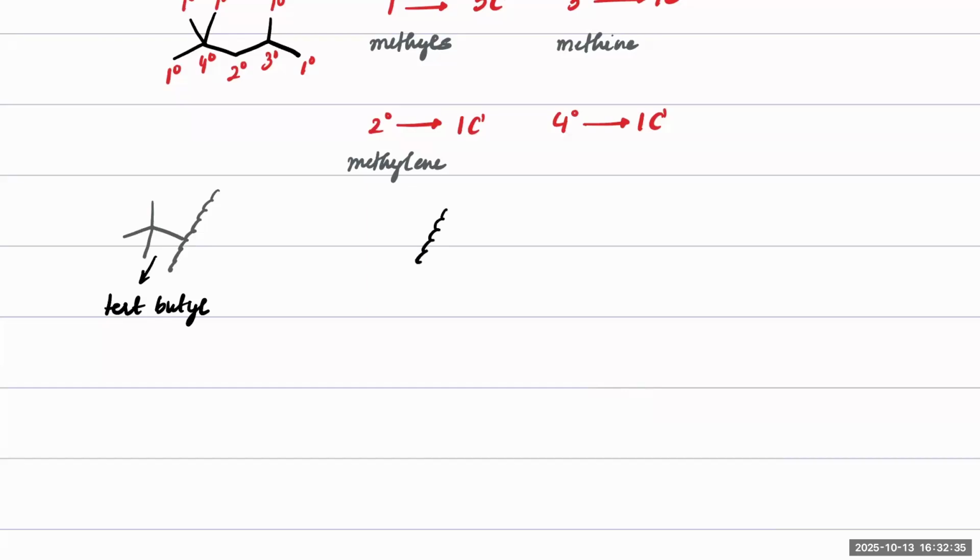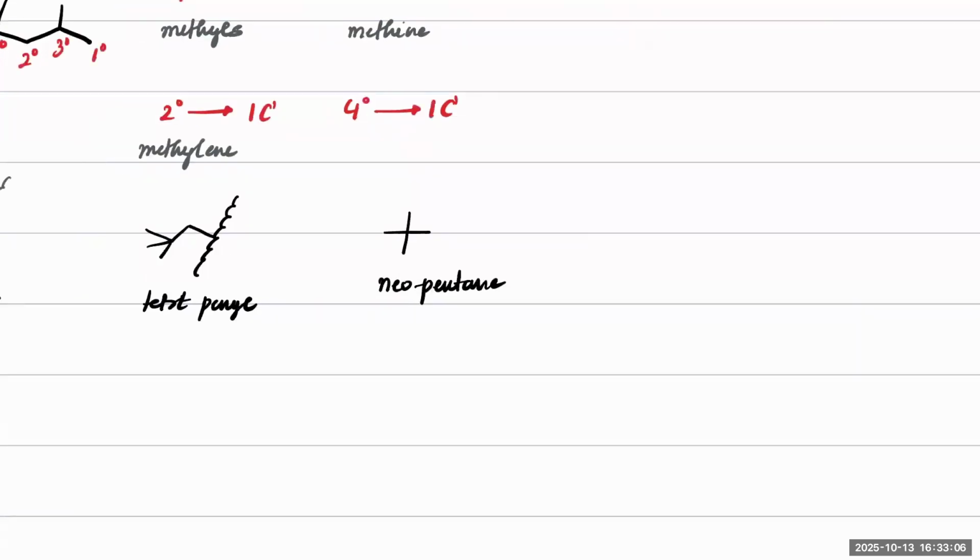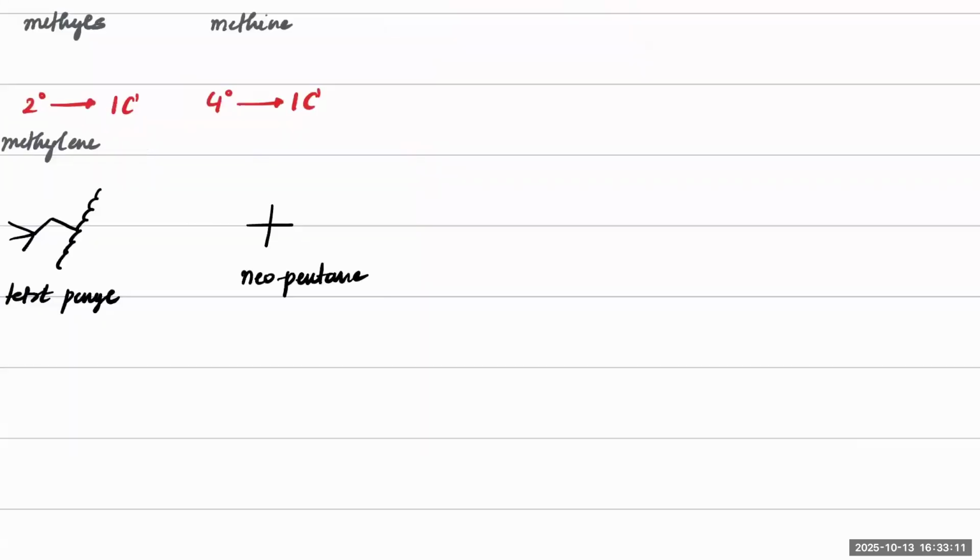Similarly, if you have 5 carbons like this, I have 1, 2, 3, 4, clear, and 5 here. That means this is now tert pentyl. And similarly, if you have only the group given like this, then this is simply called neopentane. The carbon having a quaternary position is called neopentane. 5 carbons are there.